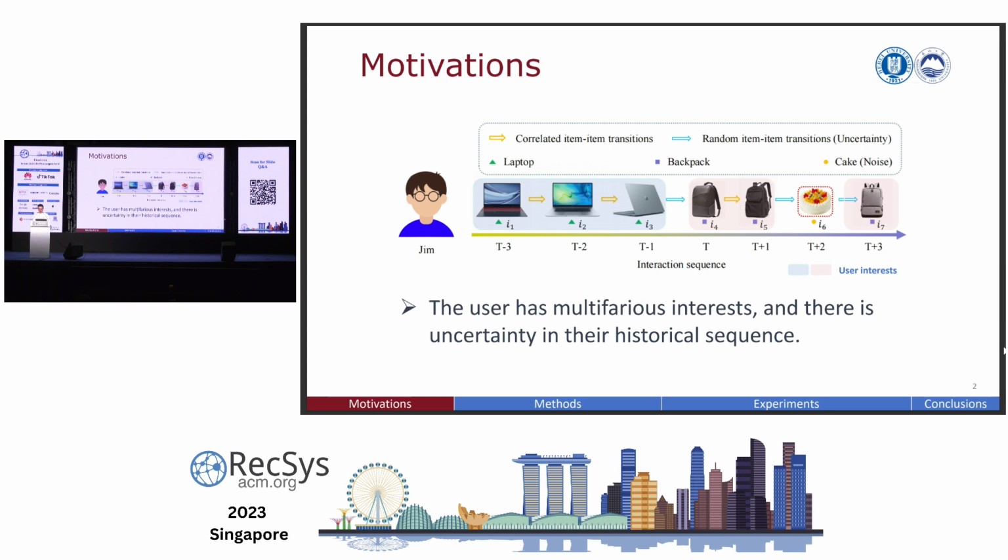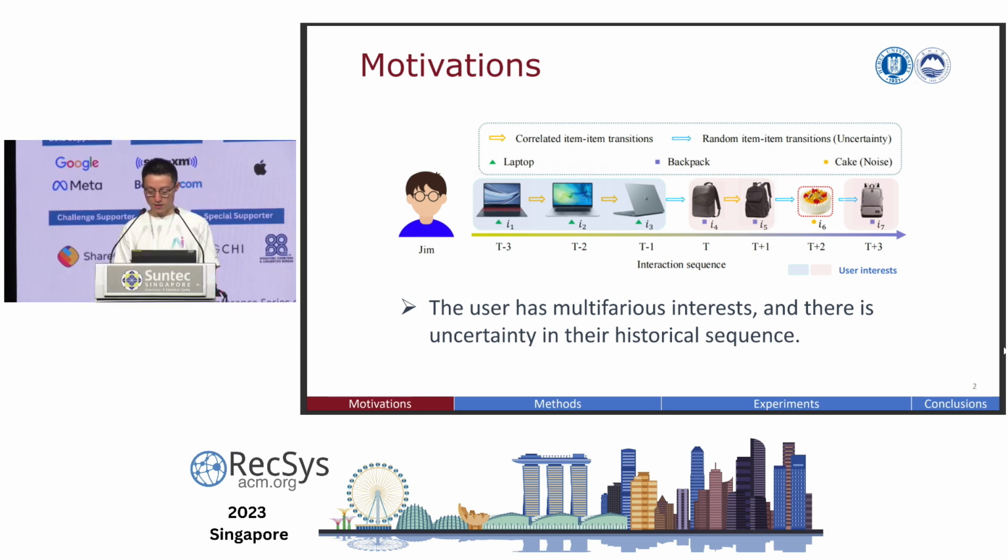Sequential recommendation aims to predict a user's next interaction based on their historical interactions. Users often have multifarious interests, leading them to interact with items from multiple categories. Hence, a sequential recommendation requires the modeling of uncertainty, as depicted in the diagram. Consider Jim as an example. He has 2 interests, laptop and backpack.